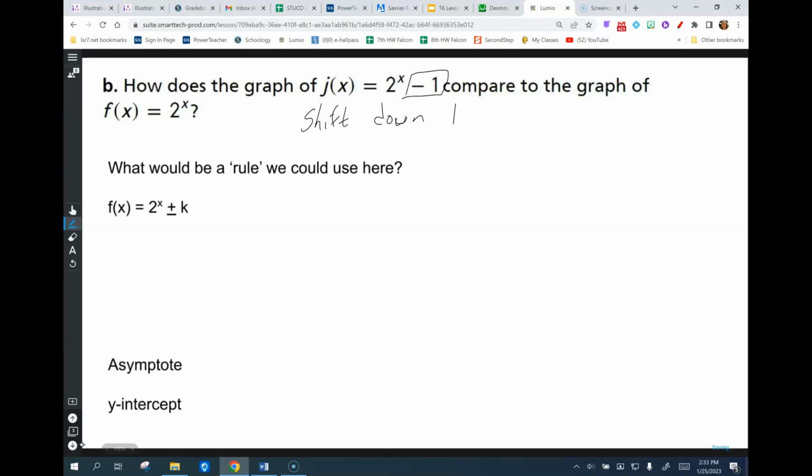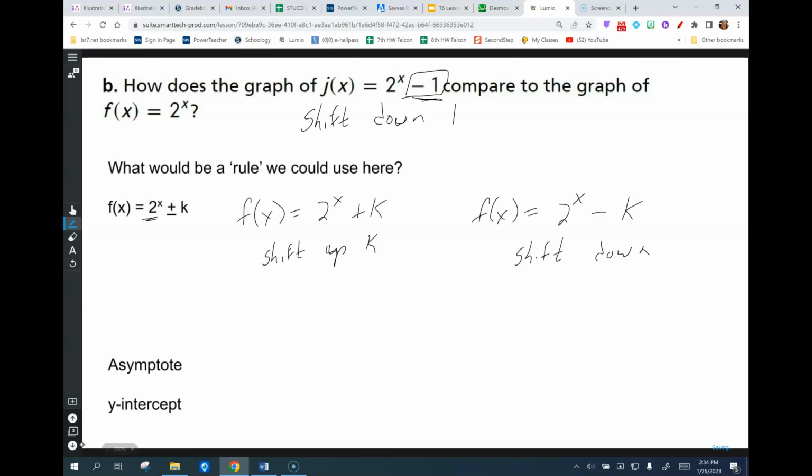Now, you might remember we had a rule back when we were doing these with lines, so hopefully you're connecting this with lines. These shifts are the exact same kind of thing. So when we have f of x equals 2 to the x plus k, and we could use 3 to the x too, if I have f of x equal to an exponential function plus k, it's going to shift up however big k is. Shift up k. So if this was plus 5, it would shift up 5. If f of x is equal to 2 to the x minus k, it's going to shift down.